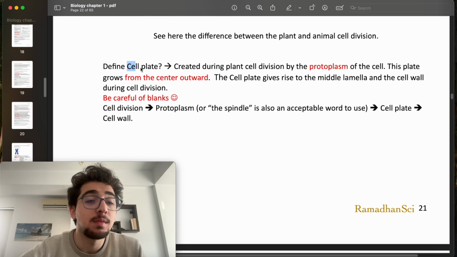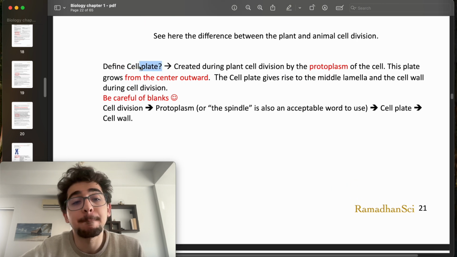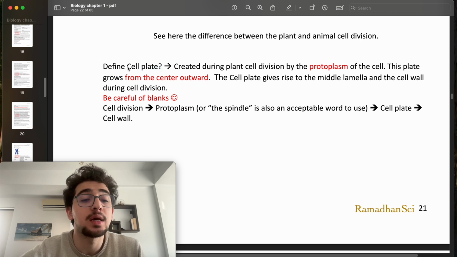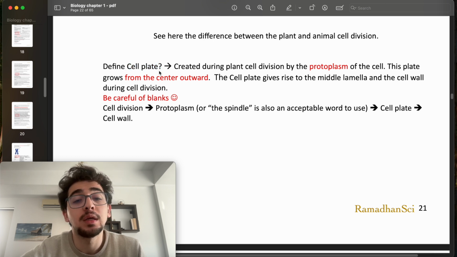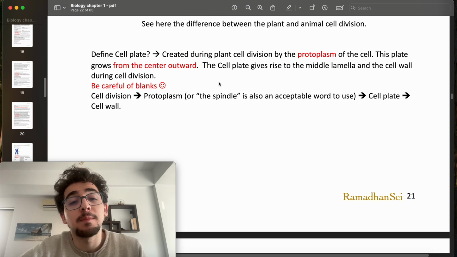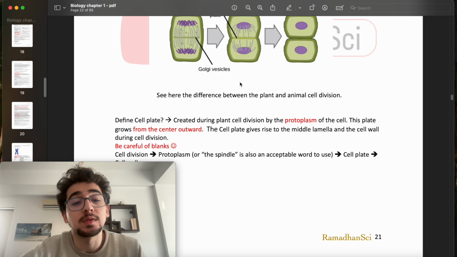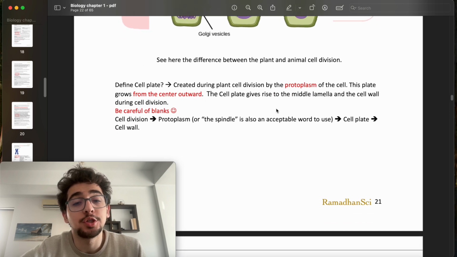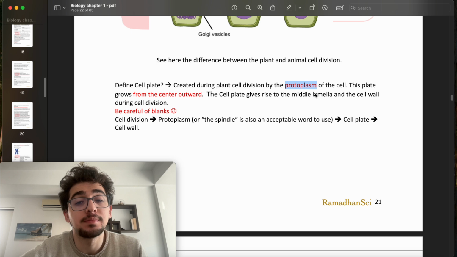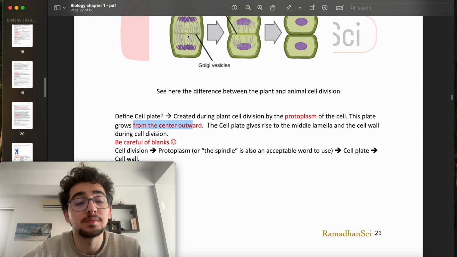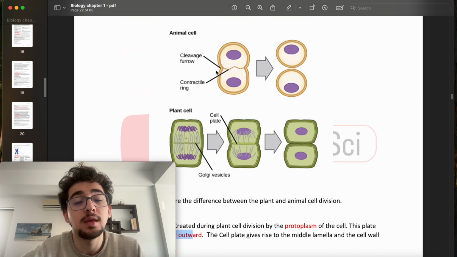I want to emphasize the cell plate because I feel like it's going to show up in your exam. Again, the cell plate is only found in plant cells during cell division, originating from the protoplasm. And it grows from the center outward, unlike the animal cell, which is going to be from the outside to the inside, pinching the cell in order to divide it. And we call this the cleavage furrow.